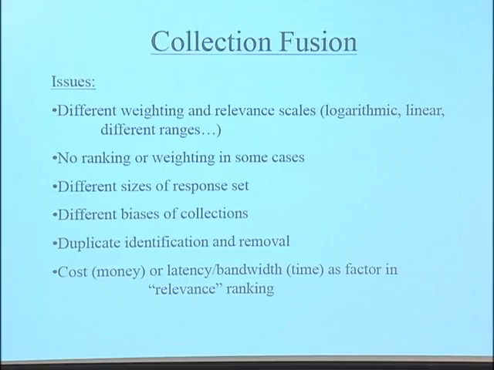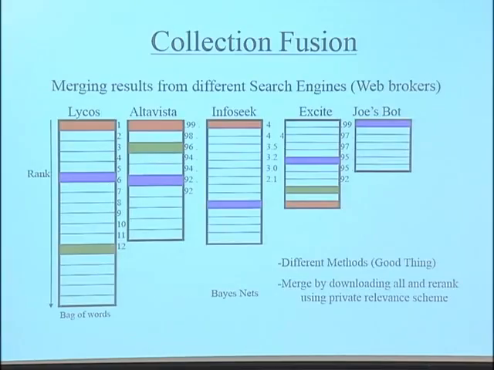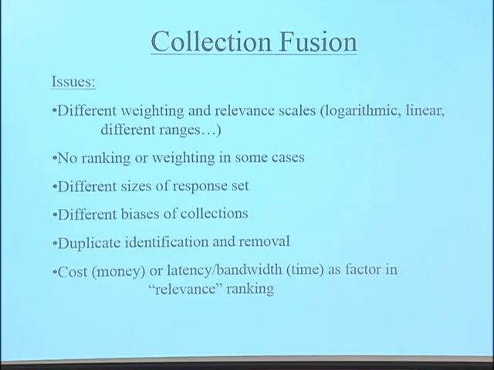We have different sizes of the response set. It's not at all clear when we get back 50 documents from one and 5 from another. Does this mean that one is more selective, or one has a larger catchment area, and hence they're equally selective, and we should fuse them equally? It's not at all obvious.